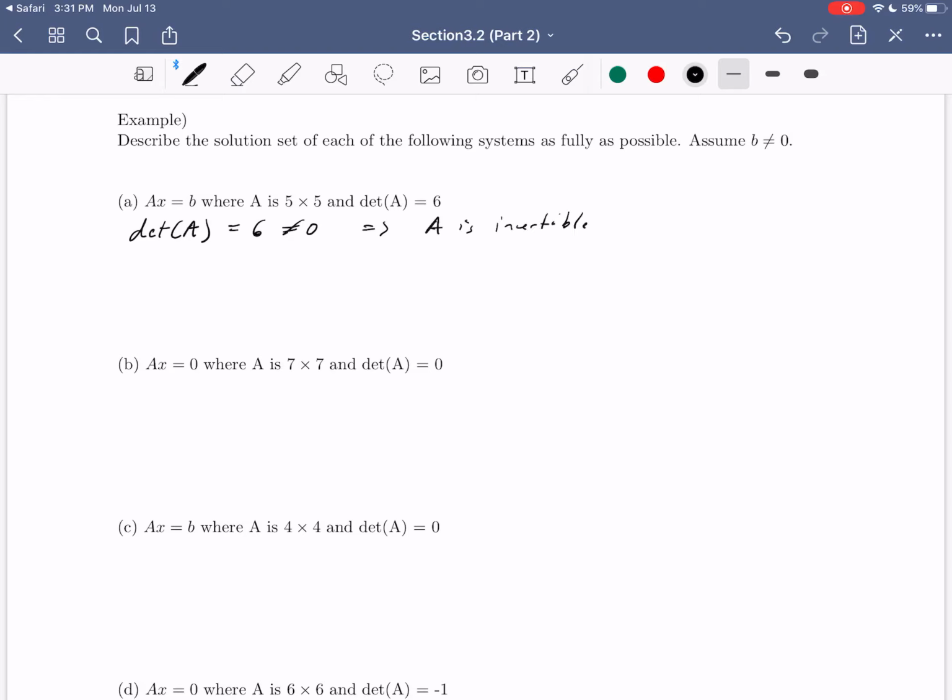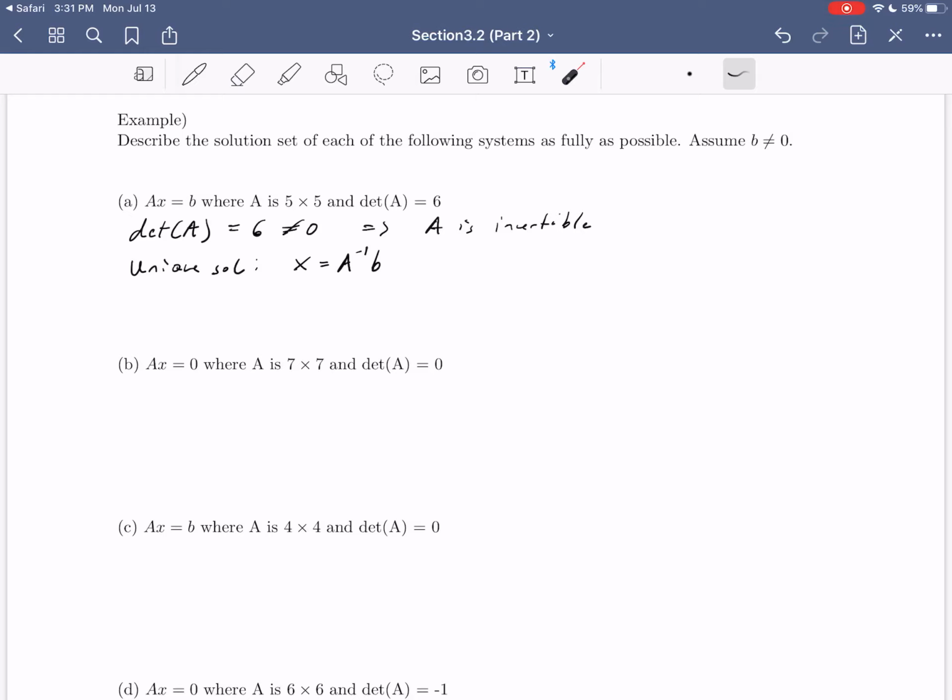Now, when A is invertible, we proved that another equivalency to A being invertible is that this type of system always has a unique solution. So we immediately know that this will have a unique solution. Can we say what that unique solution looks like? Well, we don't actually have the values, but we can describe that unique solution a little bit. It's x equals A inverse B, because we know that it's invertible, so we could apply the inverse on both sides and get x equals A inverse B.